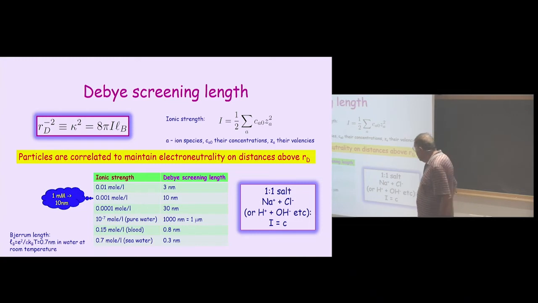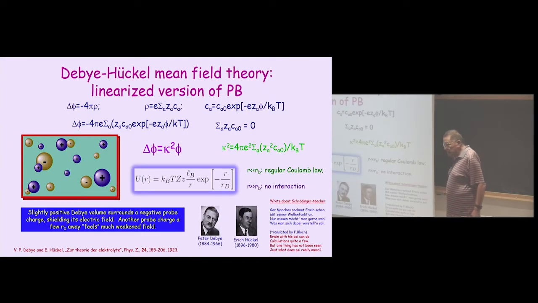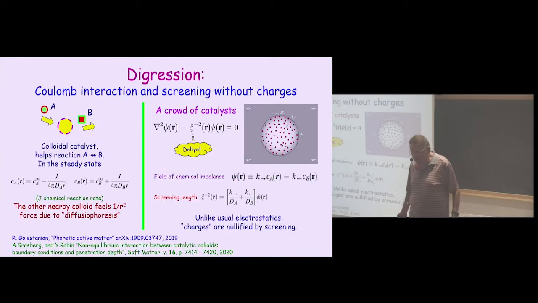I actually erased a number of slides, including the slide about the applicability conditions of the Debye-Huckel theory. The Debye-Huckel theory is applicable, if you think about it, basically as long as the Debye screening length is longer than the Bjerrum length. One of the ways to think about it would be to say that it's longer than the Bjerrum length.